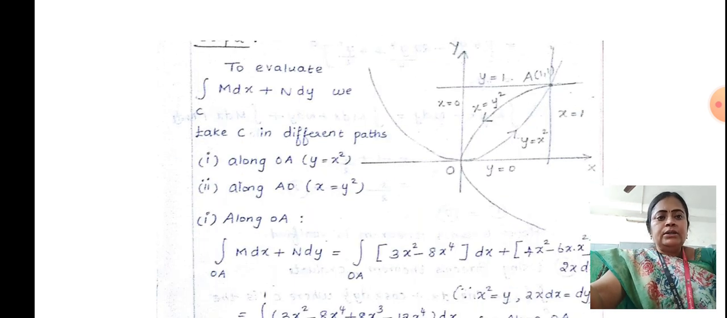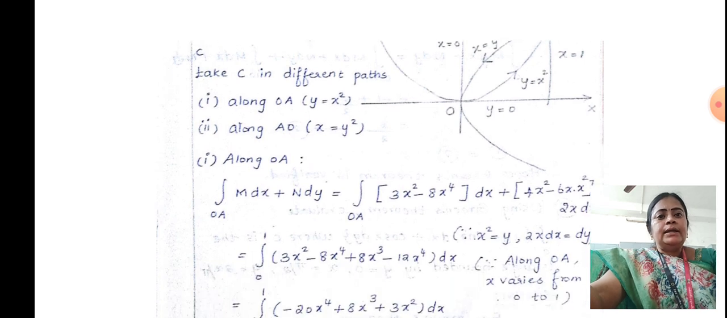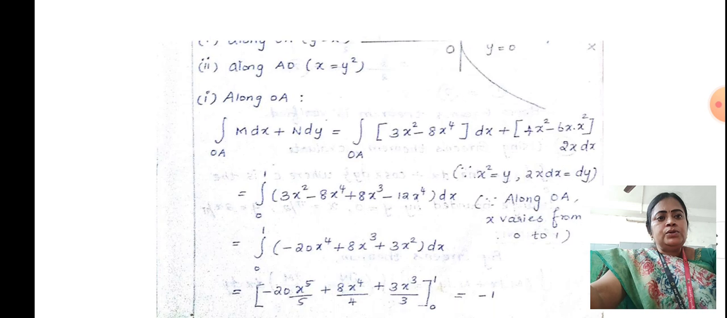Now let us solve for the left hand side. The left hand side is the line integral. Here we have two lines: one is the line from O to A, and another is the line from A to O, because here it revolves in the anticlockwise direction. Along OA we have the equation y equal to x square, and along AO we have the equation x equal to y square. So when you substitute and solve, we get the values along OA.